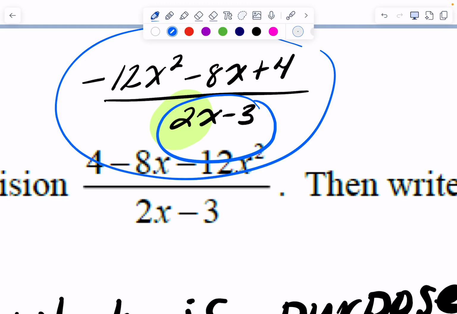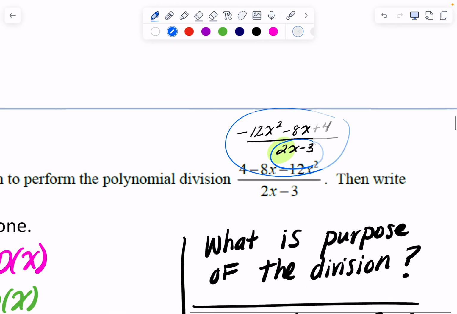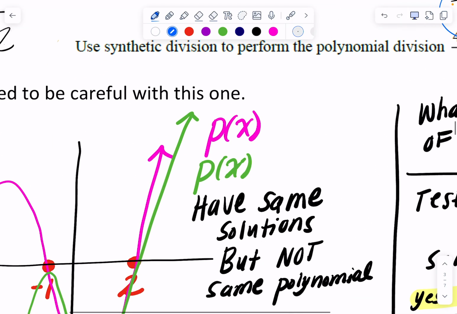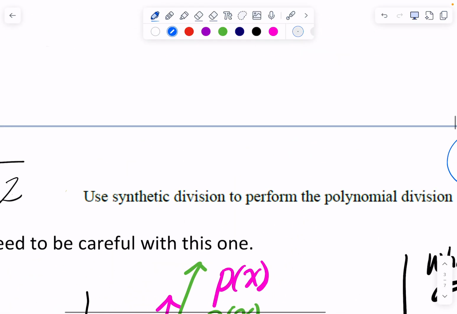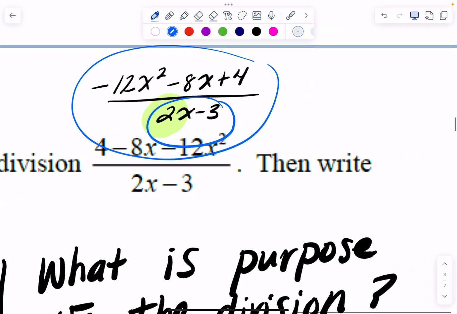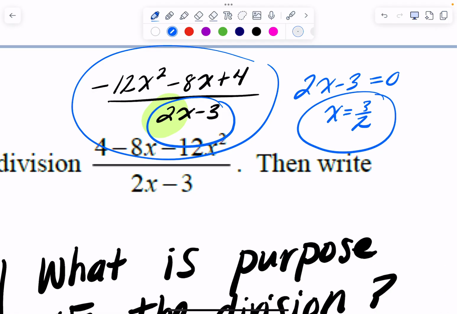Because you would just be testing zeros. Do you guys see what I'm saying? It'll be the wrong polynomial, but they have the same zeros. So if the purpose of testing is, let's see if 3/2 is a solution, set 2x minus 3 equal to 0, add 3, divide by 2. If your purpose is just to check whether this is a solution, you're allowed to do synthetic division.